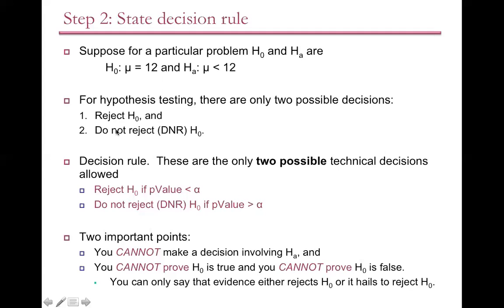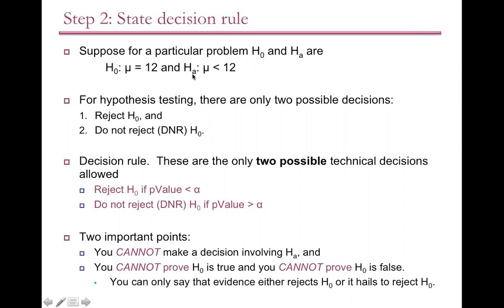We'll talk about how to do that in a bit. There is a specific rule, and that rule is reject H naught if the p-value is less than alpha, and do not reject if the p-value is greater than alpha. So we just have to find the p-value, which I'll show you how to do in a slide or two. Two important points. You cannot make a decision about HA. You don't make a decision about that.